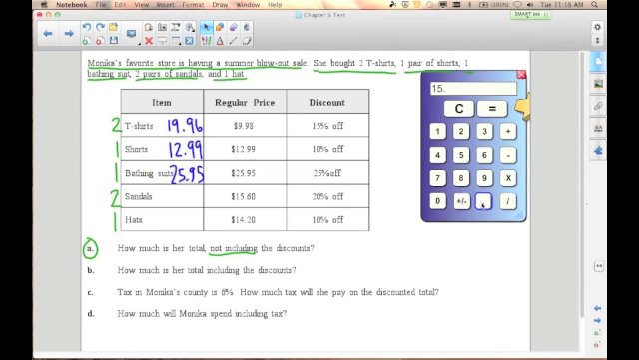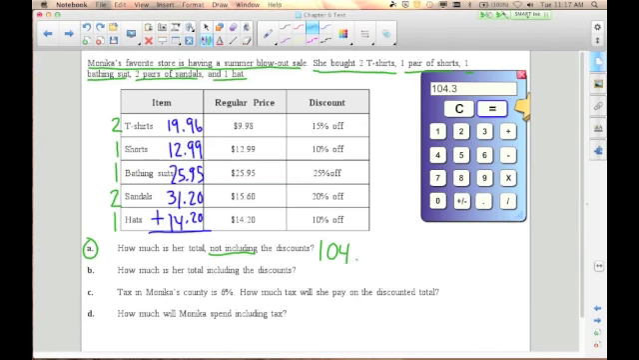So for 2 t-shirts, it was $19.96. I got that by taking $9.98 plus $9.98. The 2 sandals, I did $15.60 plus $15.60 to get $31.20. In part A, you had to find the total and not think about the discounts. So we just added all of those prices up, and then we get our total. So part 1 of this was reading the directions at the top, and it was going to be $104.30.